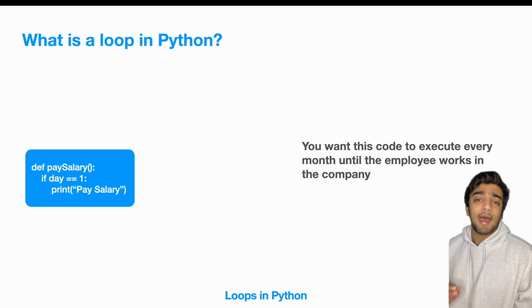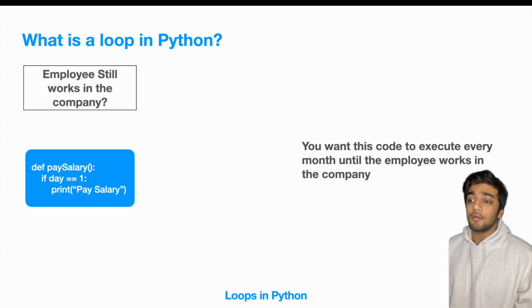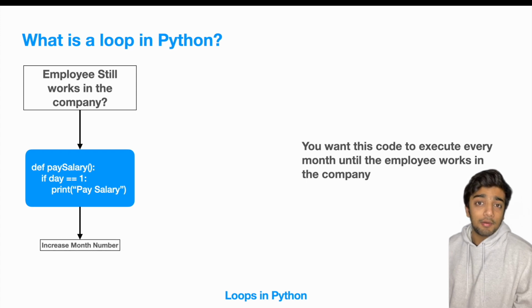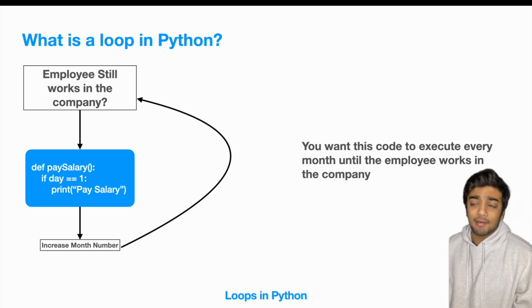So every month at the start of the month, you want to execute this function, and you want this to happen only if the employee works in your company. So that is your condition. So does the employee still work in the company? If yes, then execute this code. Then you increase the month number, which is you move on to the next month. And the next month, well, you check the same thing. Does the employee still work in the company? If yes, then again, you pay the salary and then increase the month number, and the loop goes on.